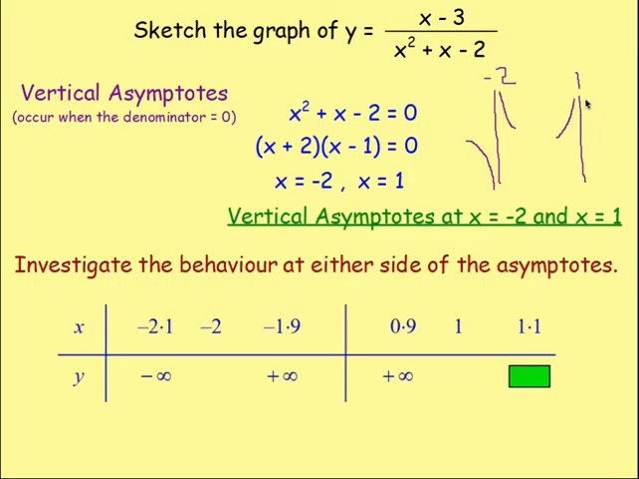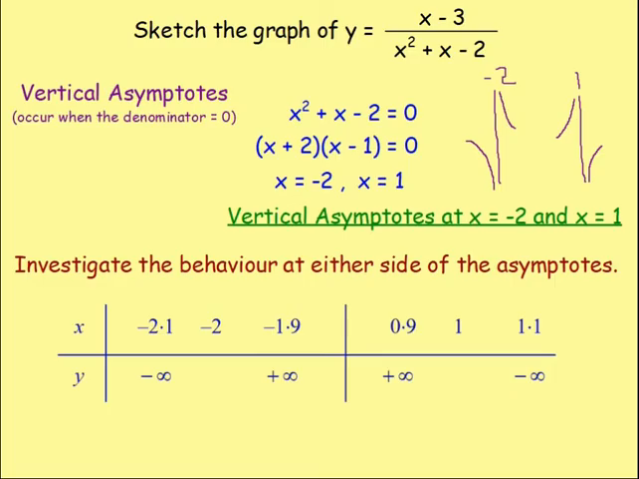And after that, is it coming from positive or negative? We'll sub in a value bigger than the asymptote. Again, just go out by 1 decimal place. So we've got 1.1, and that gives us a negative value. So you know it is coming from negative infinity, and it'll look something like that. So that is the vertical asymptotes.